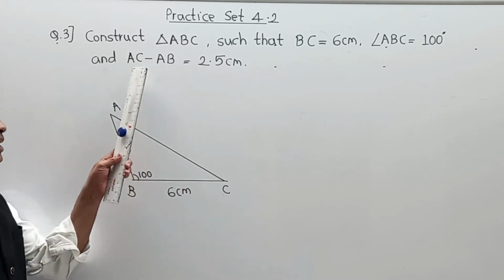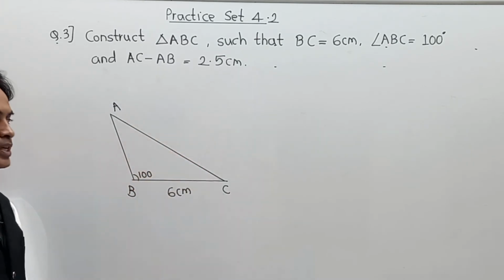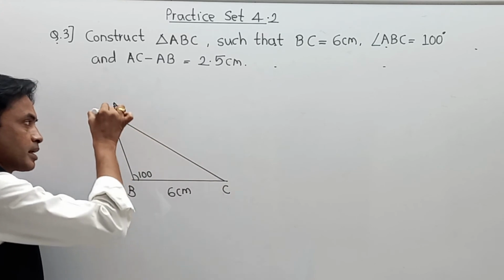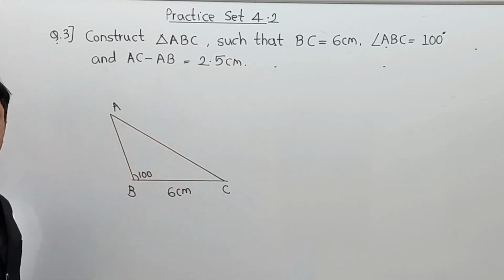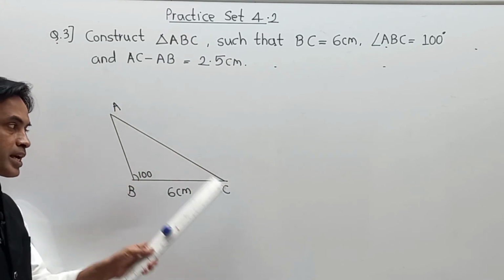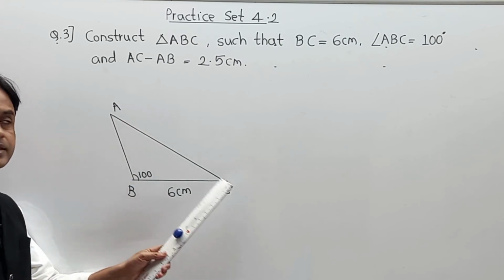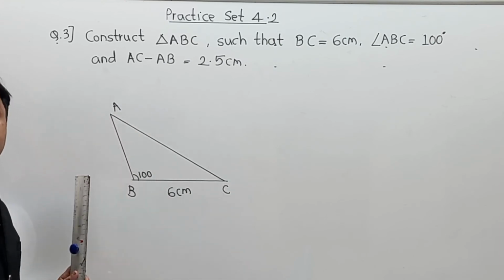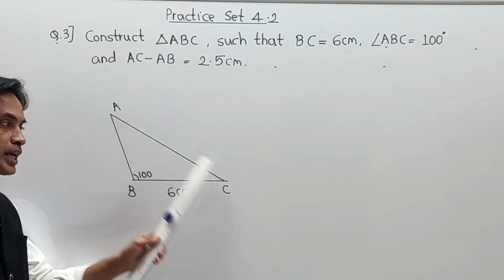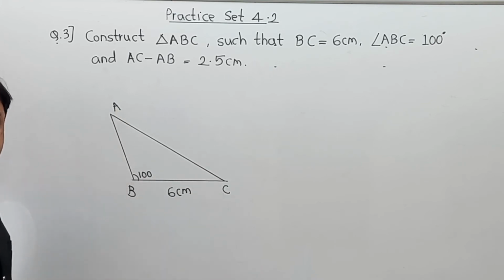And they have given AC minus AB is 2.5 centimeter. If AC minus AB is 2.5, then remember AC is larger in length and AB is smaller in length, and we have to take AC minus AB as a difference.